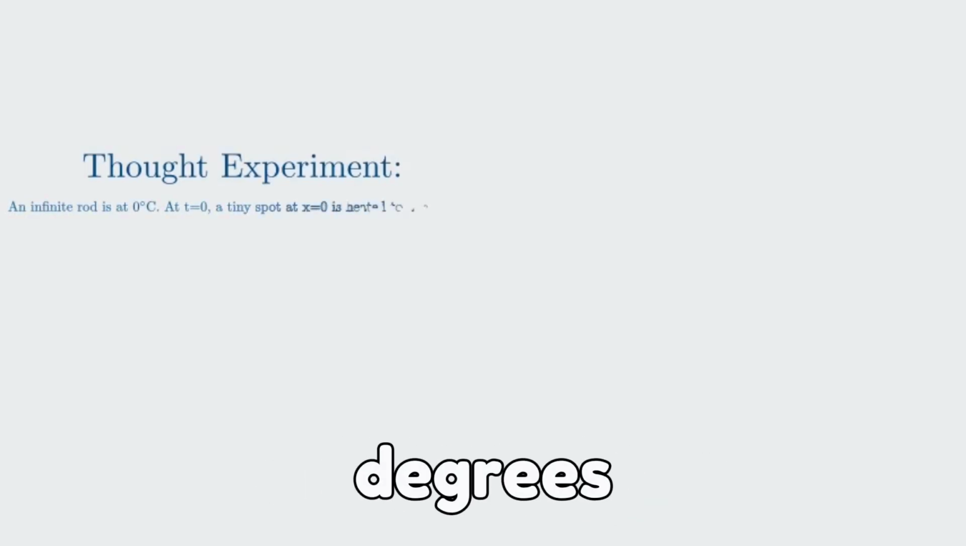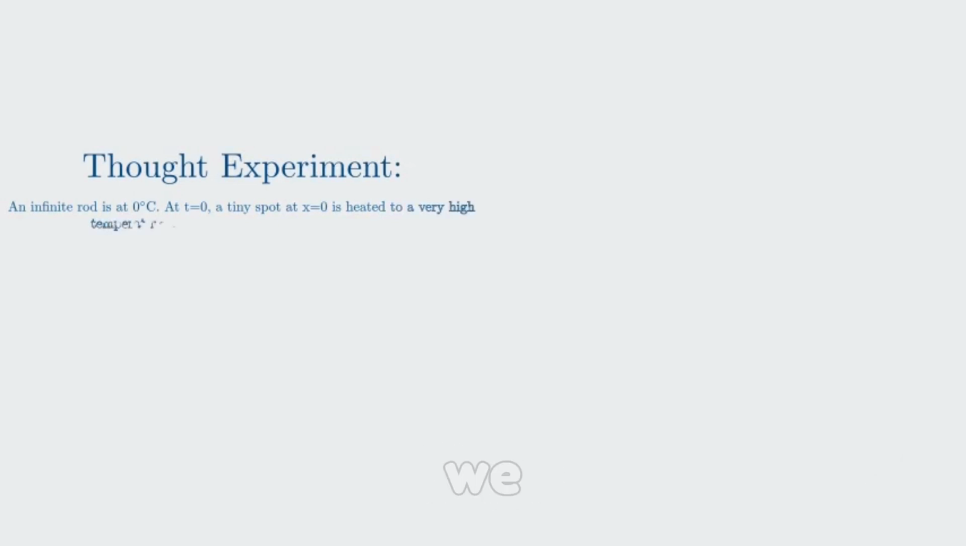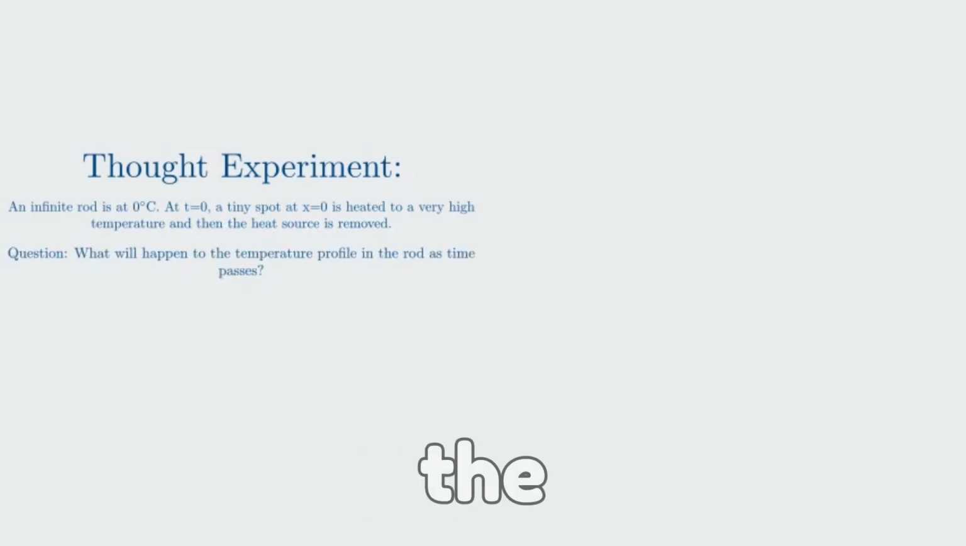Let's test your understanding one more time. Here's a thought experiment. Imagine a very long rod, so long we can approximate it as infinitely long. It's initially at 0 degrees. At time t equals 0, we heat up a single small spot at x equals 0 to a high temperature, then we immediately remove the heat source. Here's the question. What will happen to the temperature profile in the rod as time passes?